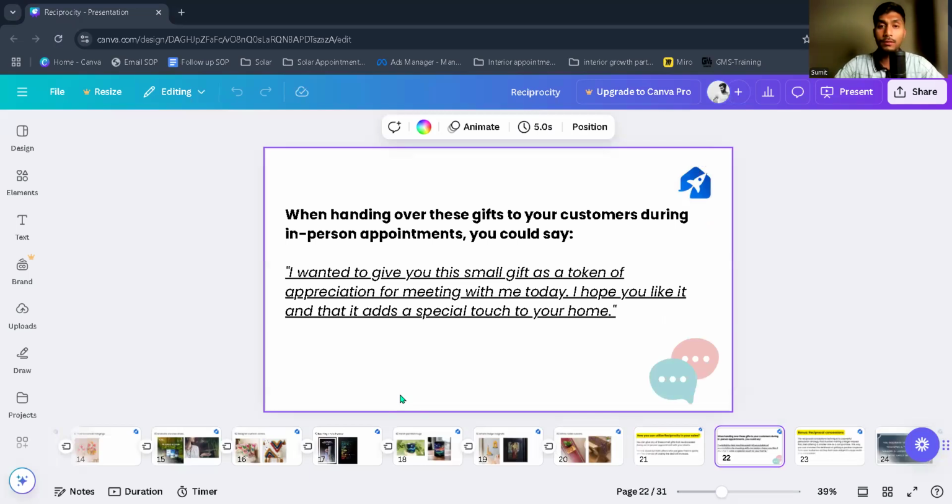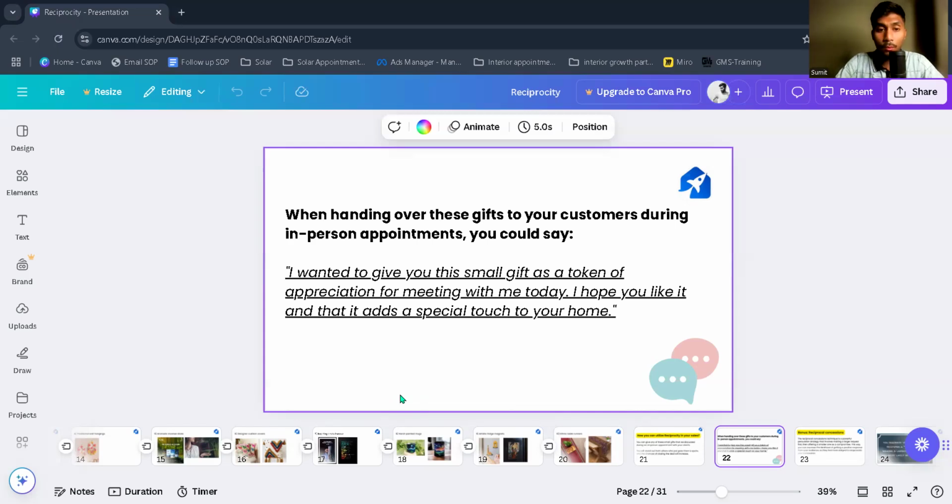When handing over these gifts to your customer during the in-person appointment, the first thing you can say is, I wanted to give you this small gift as a token of appreciation for meeting with me today, right? Don't say, okay, I'm here to close a deal, I see a potential deal coming up. You should never say that, okay, I see a closed deal, we can work together, that's why I brought you this gift. Just appreciation that the homeowner met you today. Okay, and I hope you like it and that it adds a special touch to your home.